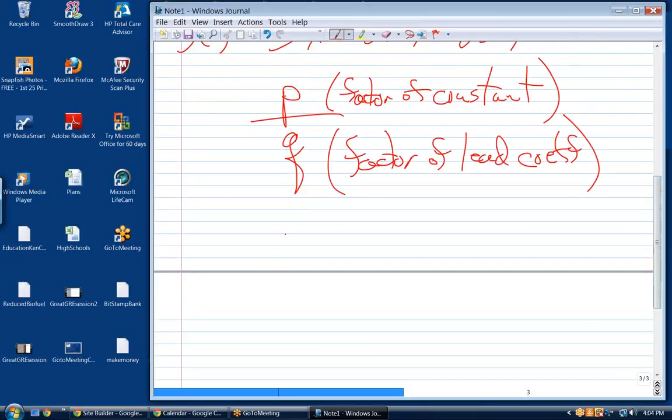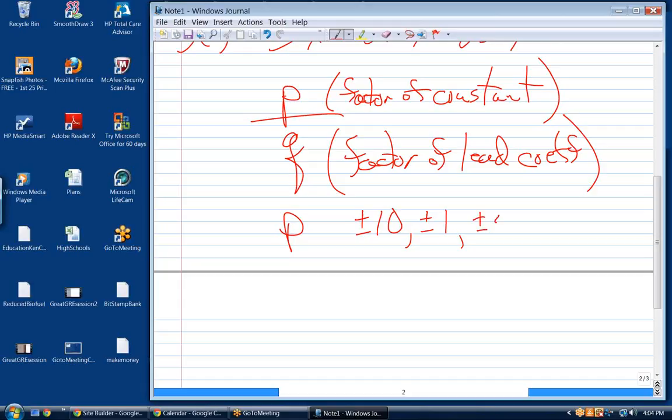There's 10. Plus or minus 10, plus or minus 1, plus or minus 5, plus or minus 2. These are always plus or minus because minus 10 times minus 1 is 10. Okay, and what are our possible q's? Plus or minus 3 and plus or minus 1.